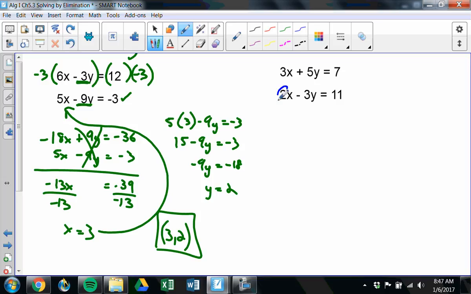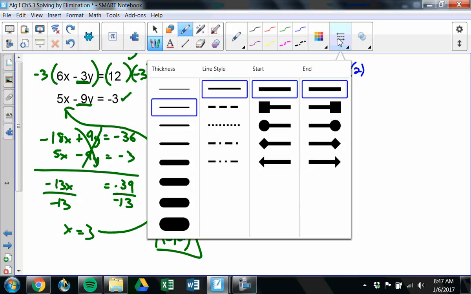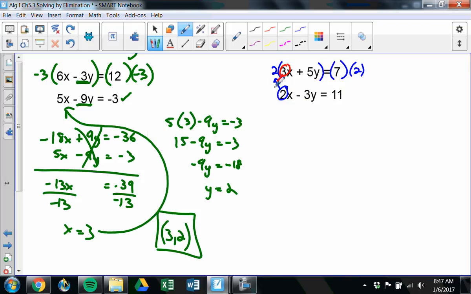I can just take this number and multiply the top equation by it, and I can take this number and multiply the bottom equation by it. So I'm going to do the top equation by 2 and the bottom equation by 3. Sometimes you have to switch the signs to get them to be opposite. Right now I would get a positive 6x on top and a positive 6x on the bottom, so I can make one of them negative just to make them have opposite signs.